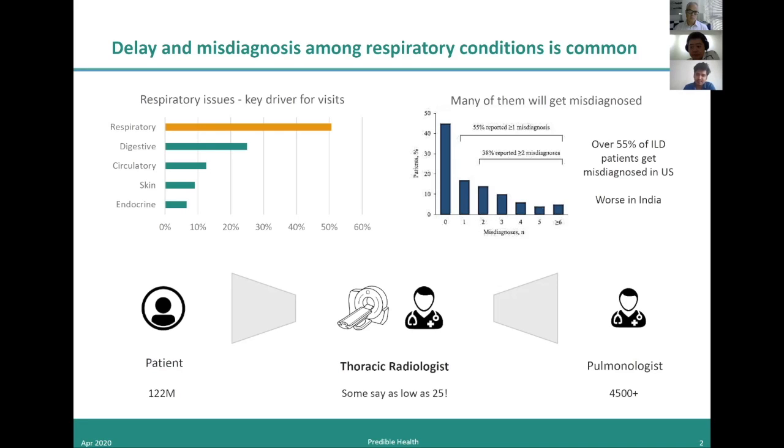And this is primarily because the number of thoracic radiologists available who have this expertise is just few and far between. So typically what we see is that multiple pulmonologists are reliant on a single radiologist who has the necessary expertise, and this deteriorates as you go from tier 1 to tier 2, tier 3 cities.